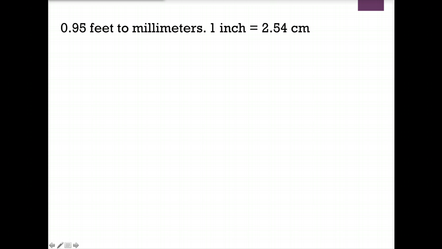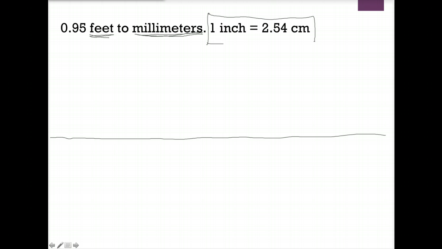Okay. Next problem. Here's where we convert from U.S. customary to metric. Okay. U.S. customary is feet, and metric is millimeters. Okay. Now this is going to take a few pickets to get there. So let's draw our line. Here is our conversion factor that's given to us so we can do this conversion. Okay, so we take what's given, 0.95 feet, draw our picket and put that over 1.